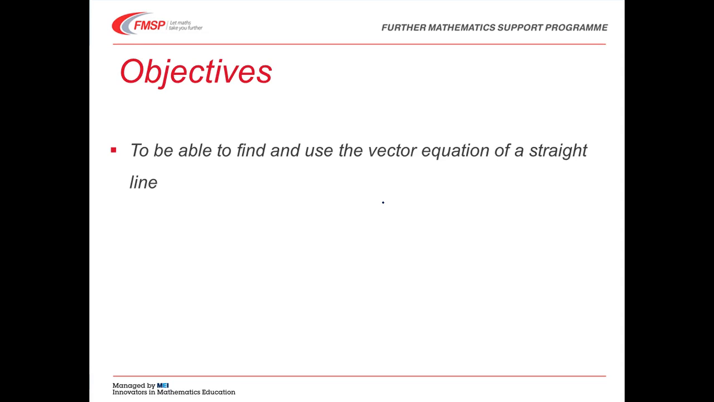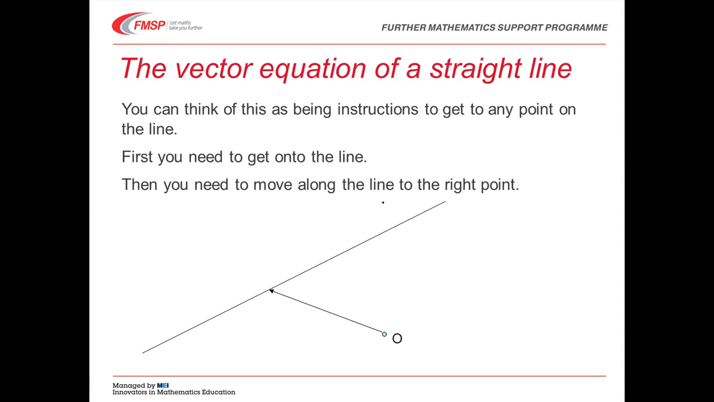This is what we'll be covering in this video. We can think of the vector equation of a straight line as being instructions to get to any point on the line. First we need to get on the line from the origin O, and we'll use a vector which we'll call A to get onto this line. Then we need to move along the line to the right point, so we need a vector in the direction of the line. It can go either way, and it can be any size, but it needs to go along the line.